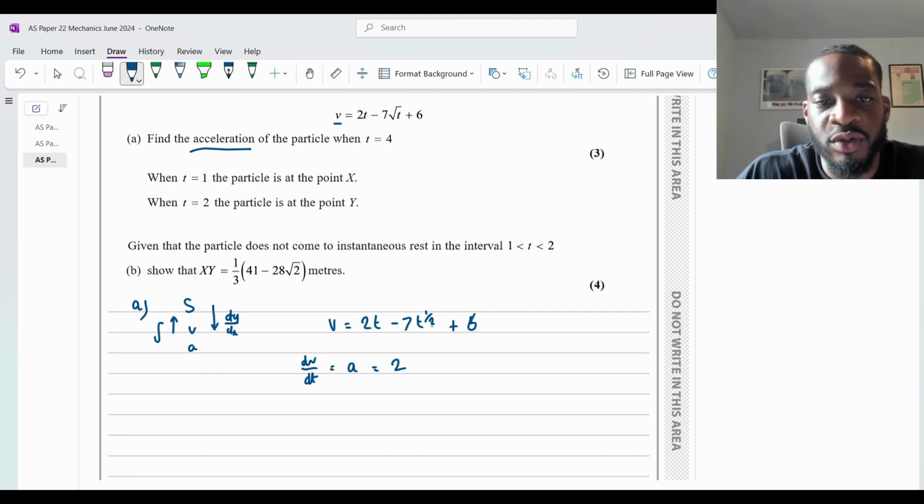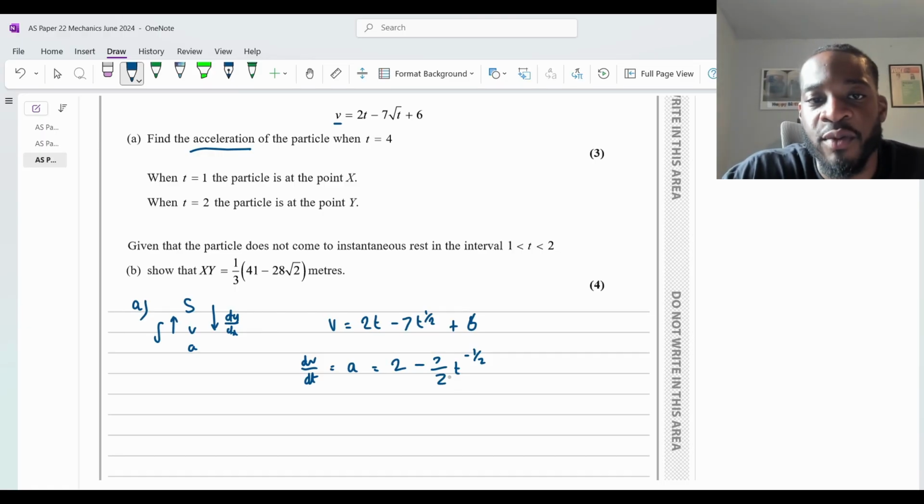So I'm going to say dv by dt, which I know is equal to the acceleration, is going to equal, that will just become a 2. The half will drop to the front, so it'll be 7 over 2 t, and then it would be to the minus a half. If I take 1 away from that power, and the 6 will just become nothing. So this is our acceleration formula. It's our formula for the acceleration.